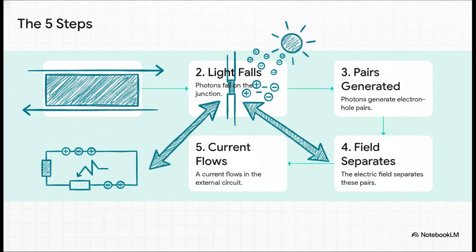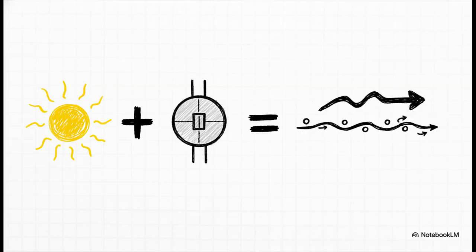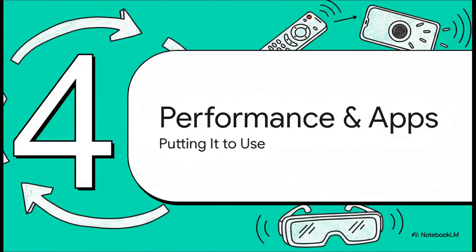And finally, step 5, that organized movement of electrons is, you guessed it, an electrical current. It flows out into the circuit for us to use. And that special current that only exists because of light, it has a pretty straightforward name. We call it the photocurrent. Make sense, right? Current from photons?